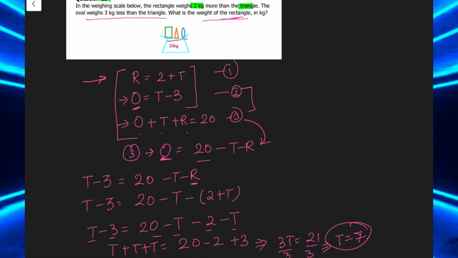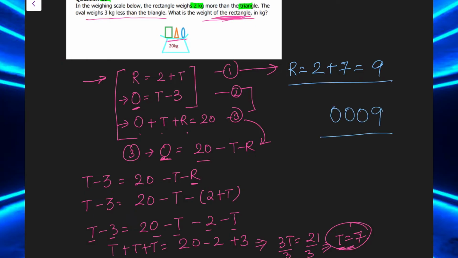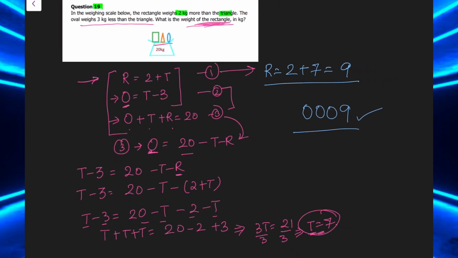Let's see the question. The question is, what is the weight of the rectangle? Now we do know the triangle is 7 grams, so putting back in this equation here, the rectangle weighs 2 more than the triangle, so that means it's 9. So in the answer sheet, you will say 009. That's the answer for question number 19.